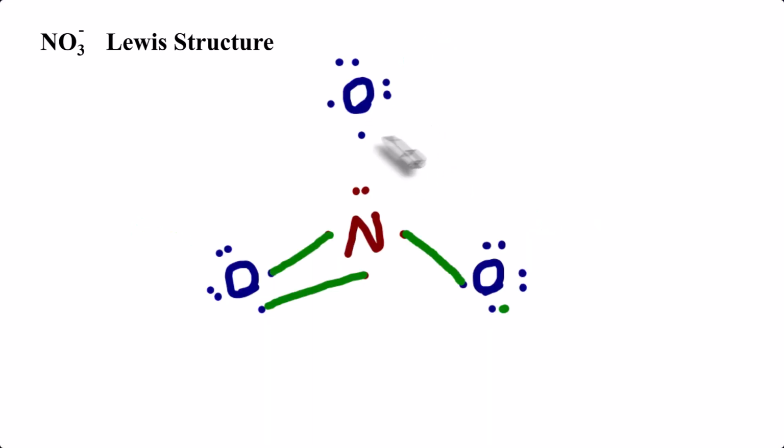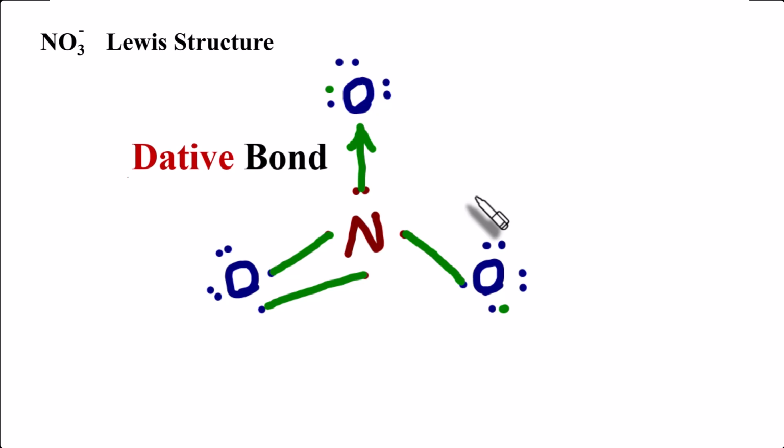Now look at the top oxygen. It has 2 unpaired dots. But look at nitrogen. It has a full pair of electrons ready to share. Nitrogen doesn't need to share, but oxygen is desperate for an octet. So nitrogen shares its pair one way. This is what we call a dative bond, or if you want the technical term, a coordinate covalent bond.